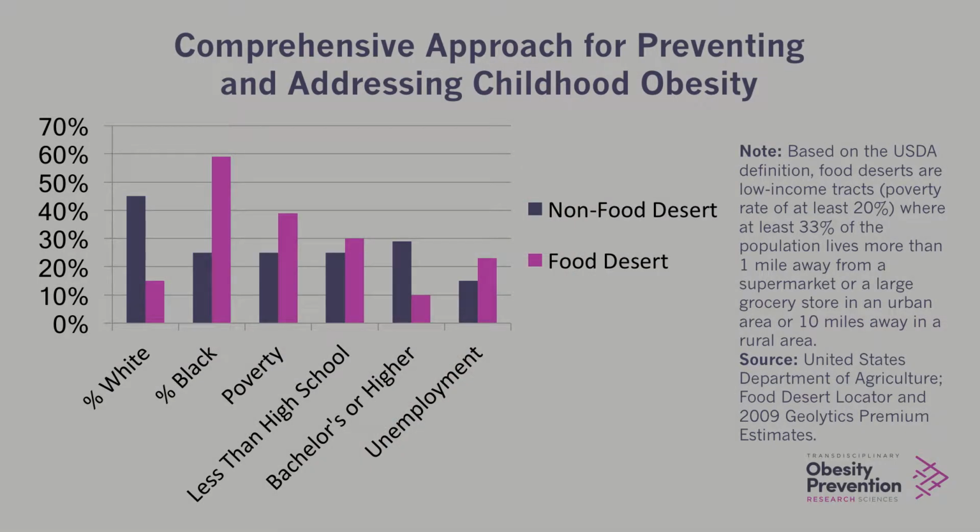For example, a study that was done in Cook County, which is here in Illinois, looked at the characteristics of quote unquote food deserts as compared to non-food deserts. Those communities were more likely to have a higher prevalence of African Americans residing in them, and more individuals living in poverty. Many of the residents in food desert communities were more likely to have less than a high school education, less likely to have a bachelor's or higher, and more likely to be unemployed.